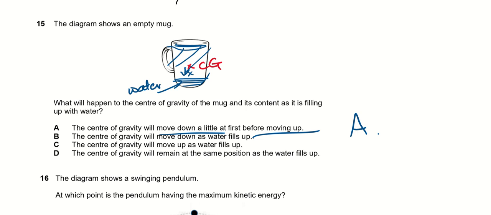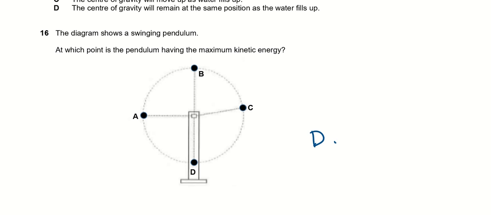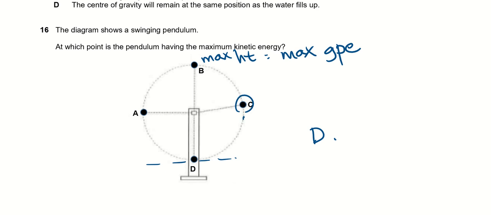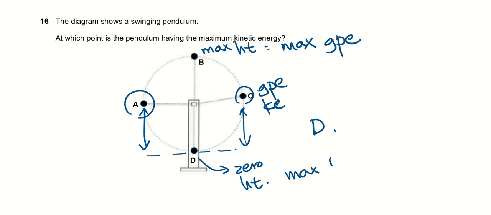Question 15 was still about CG, still about moments. Now we go to question 16. We have a swinging pendulum. At which point does the pendulum have the maximum kinetic energy? The answer will be D. Why? Because D is the lowest height that you can get. B is the maximum height, which equates to maximum energy in the gravitational potential store. At C there is still a certain height, same for A, so there is some energy in the gravitational potential store and also in the kinetic store. But D is the lowest point, zero height, which means it has maximum energy in the kinetic store. So the answer is D.